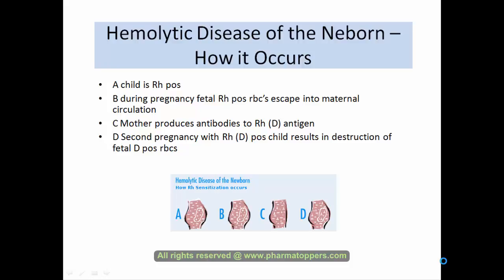And now hemolytic disease of the newborn, how does it occur? Suppose the child is Rh positive. During pregnancy, fetal Rh positive RBCs come into the maternal circulation. Now the mother produces anti-RhD antibodies. In the second pregnancy with an Rh positive child, remember the mother now has the RhD antibodies. So if the RhD positive child is there, destruction of the fetal RhD positive RBCs takes place and hemolysis will occur.